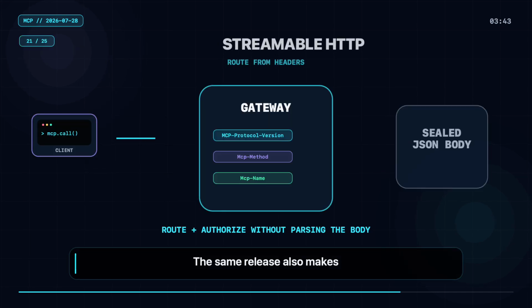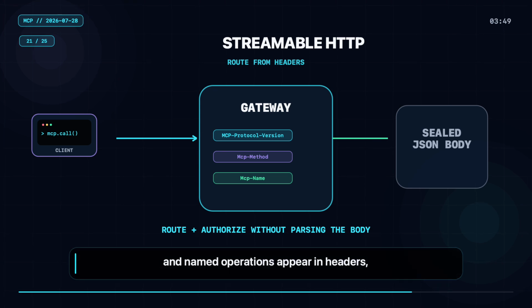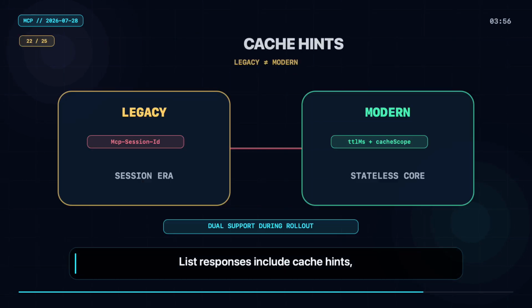The same release also makes Streamable HTTP easier to operate. Protocol versions, methods, and named operations appear in headers, allowing gateways to route and authorize without parsing the full JSON body. List responses include cache hints, reducing repeated catalog requests.